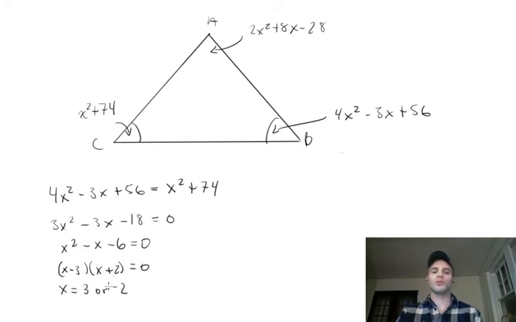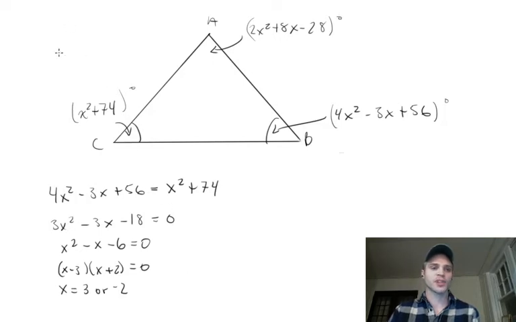And one of these will be a valid solution. My intuition says that it's going to be negative 2, and I've done this twice before, so I know that, I'm sorry, negative 2 is the invalid one. So x equals 3 is our valid one. So we're going to plug x equals 3 back into these expressions, because keep in mind these are degrees, right? These are how big these angles are. And then that'll tell us what each angle measure is.